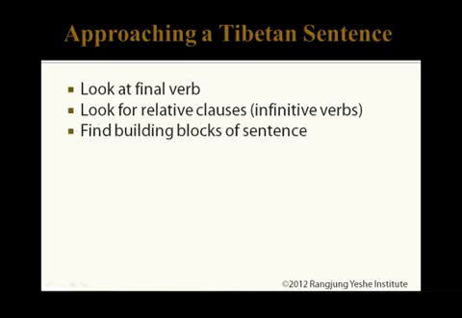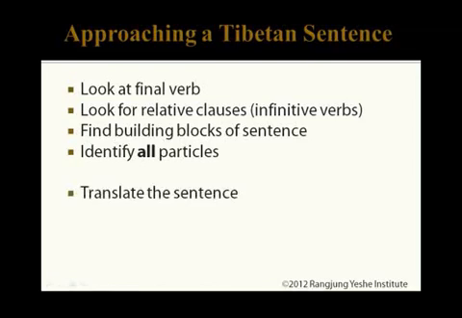Once you have all of the verbs sorted out, look for the building blocks of the sentence. See if you can find the subject, agent, predicate, object, or other main building blocks. From there, look at every particle and make sure that you can identify the function of each particle. How does it connect the words or nominal groups on either side? This is usually the most difficult part of approaching a Tibetan sentence. Once you've got all of that sorted out, then go ahead and translate the sentence.